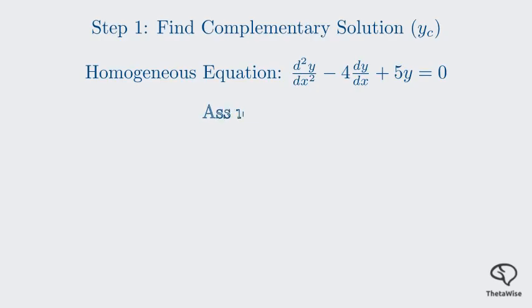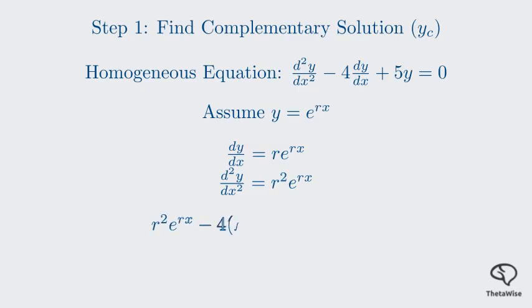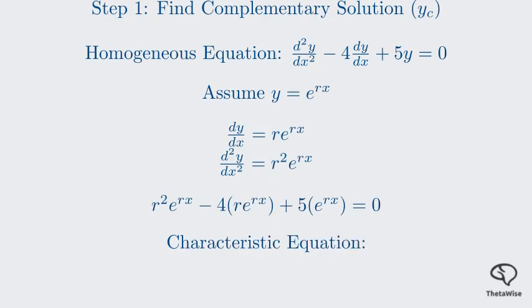To solve homogeneous linear differential equations with constant coefficients, we use a technique called the characteristic equation. We propose a solution of the form y equals e to the power of rx. We substitute this into the homogeneous equation. The second derivative becomes r squared times e to the rx, and the first derivative becomes r times e to the rx. Substituting these into the equation, we get r squared e to the rx minus 4r e to the rx plus 5e to the rx equals 0. Since e to the rx is never 0, we can divide the entire equation by it. This leaves us with the characteristic equation, r squared minus 4r plus 5 equals 0.